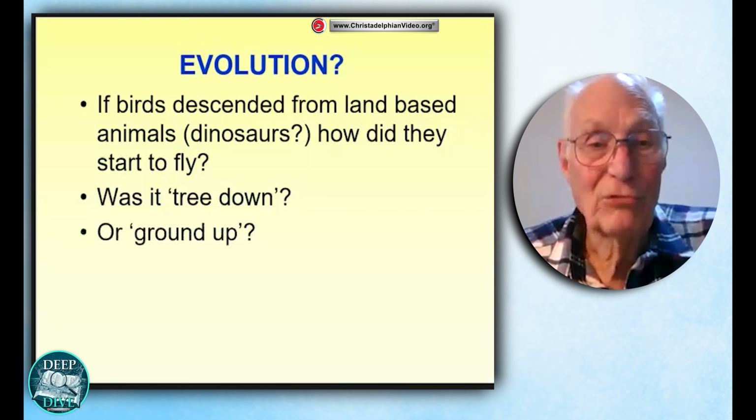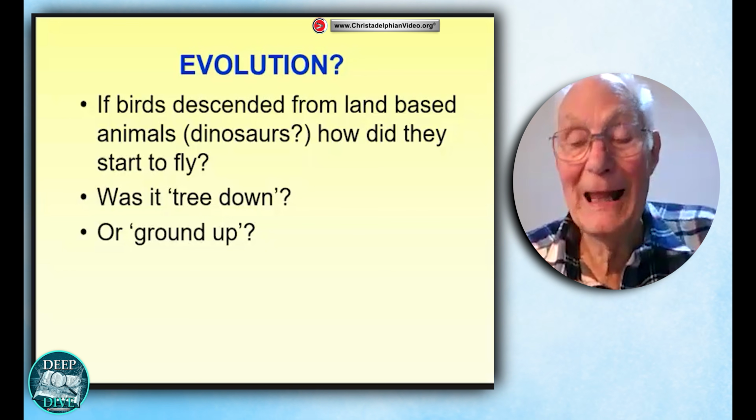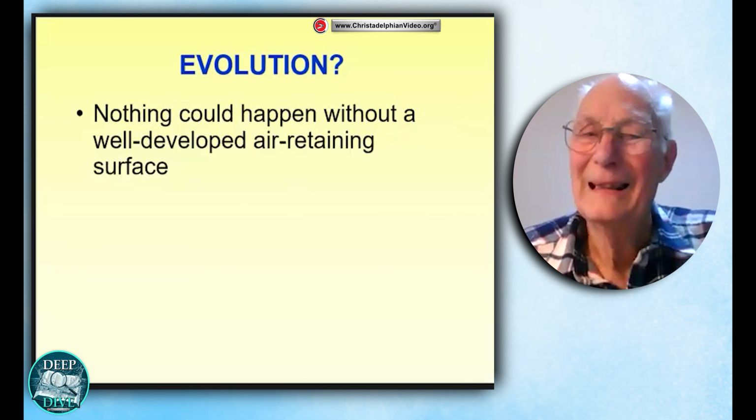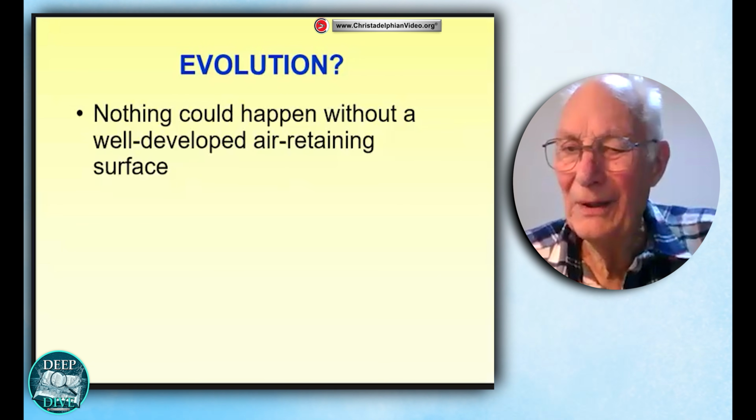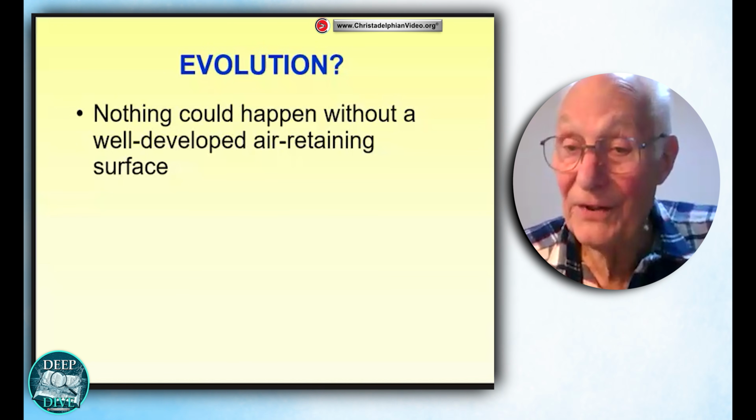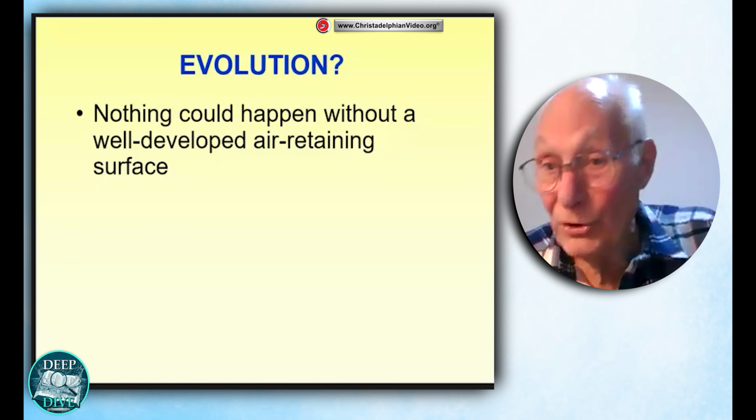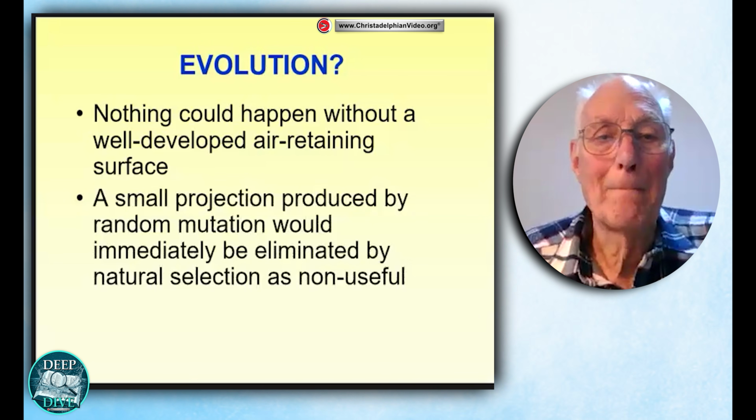Or were they ground-level creatures that somehow learned to spring off the ground and the feathers appeared and allowed them to spring higher and higher with succeeding generations? It doesn't really sound very obvious, does it? Nothing could happen until you've got a well-developed air-retaining surface to produce the downbeat, which will trap air in sufficient quantity, sufficient weight, to be able to move you forwards.